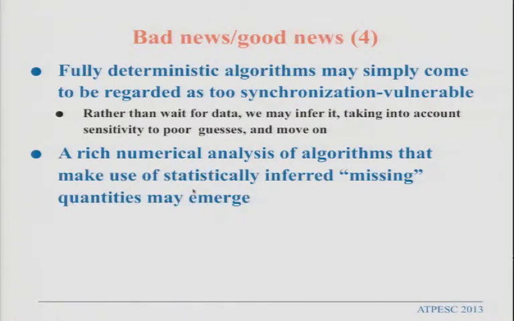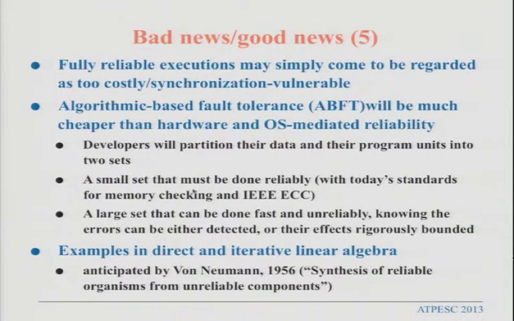And there'll be a rich numerical analysis using a lot more tools from probability and machine learning and statistics of inferring missing quantities. And of course, robustly adjusting if we were wrong. But for performance, we may need to do that. Bad news, fully reliable executions. This is actually, fully reliable. The other one was fully deterministic.